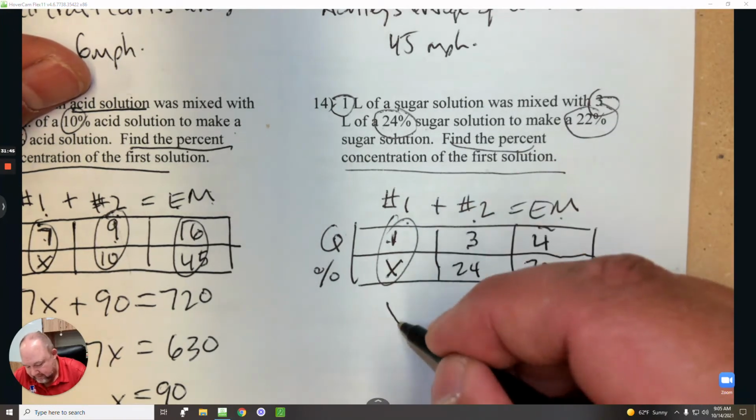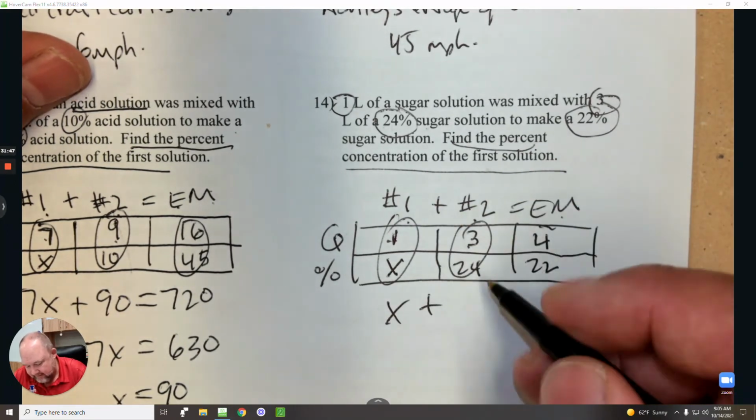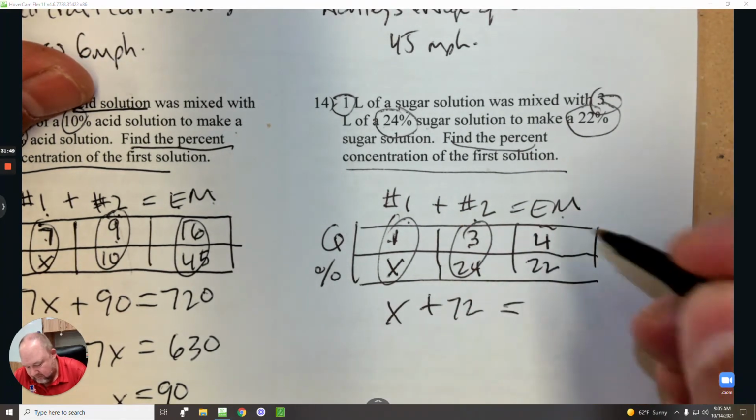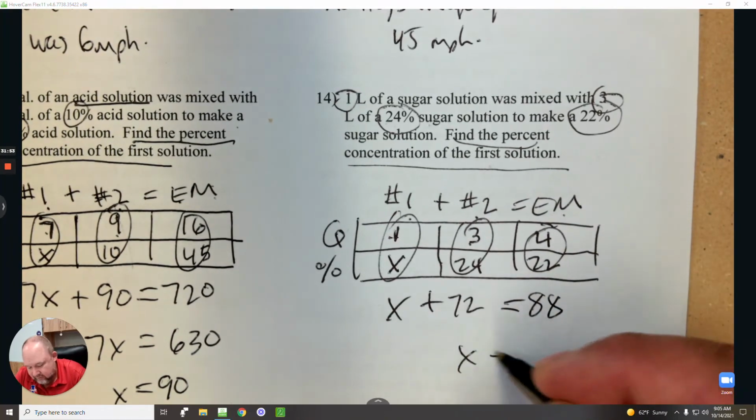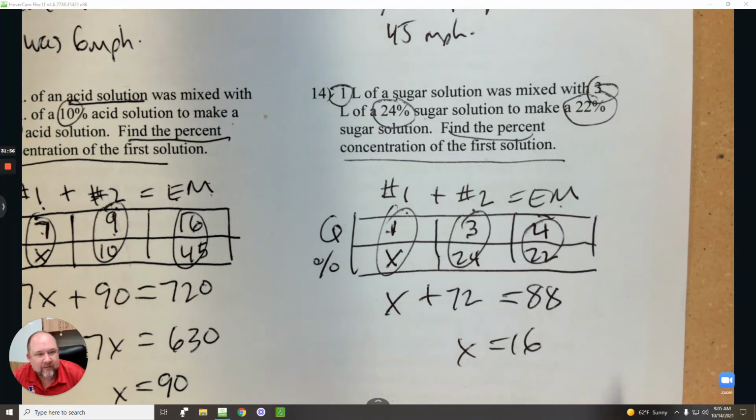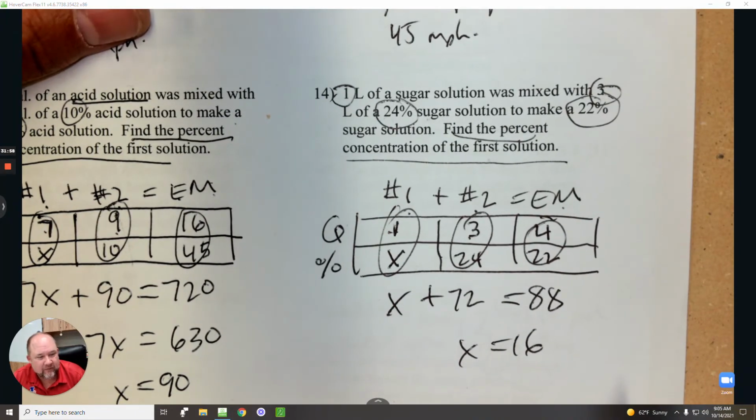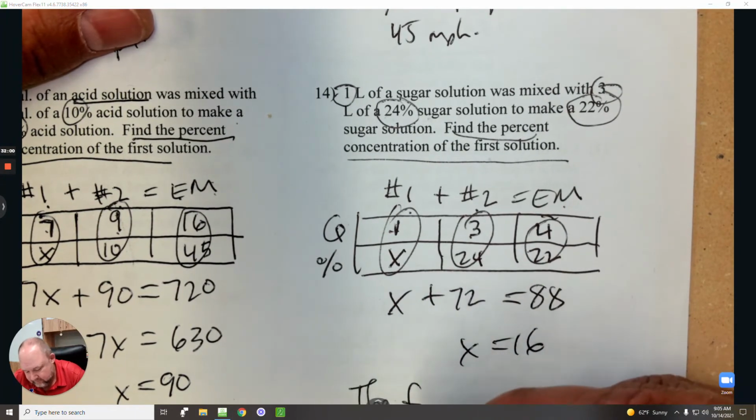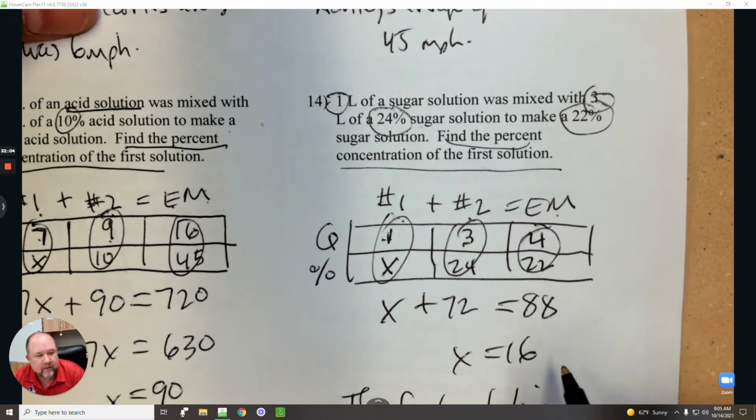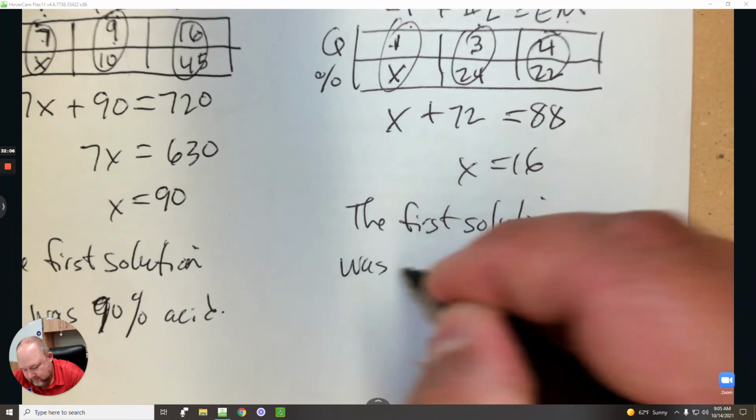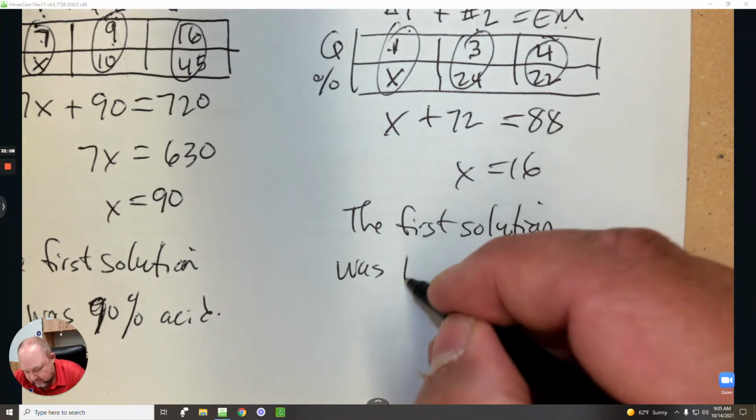So we multiply, equal, and we multiply. Subtract 72 and you have your answer. So the percent concentration of the first solution was 16% sugar.